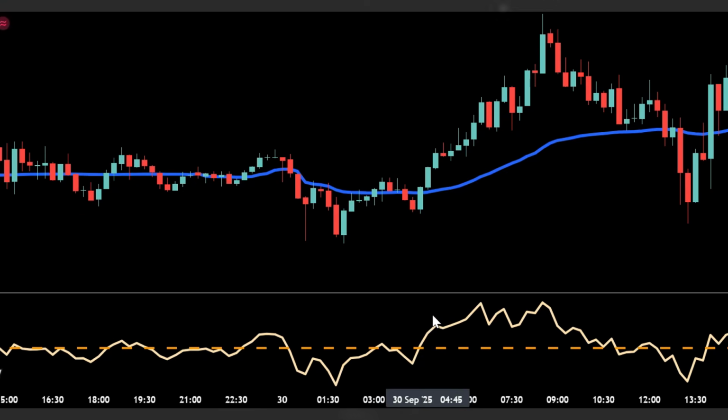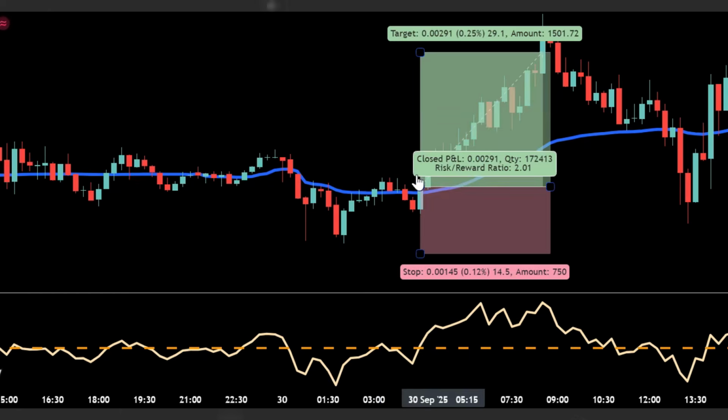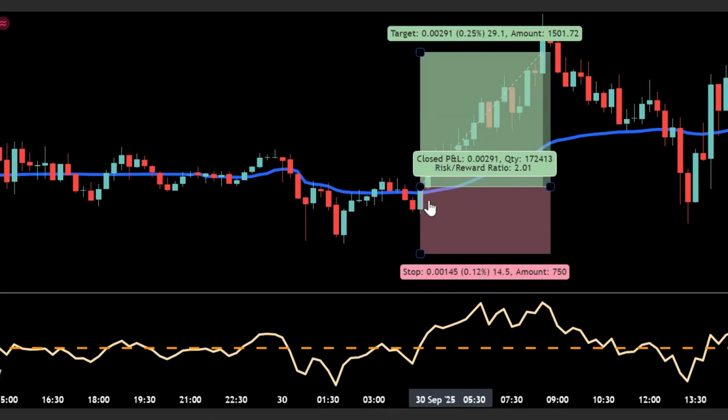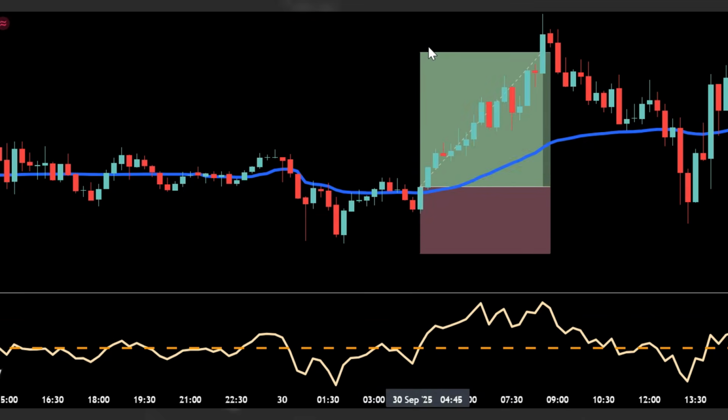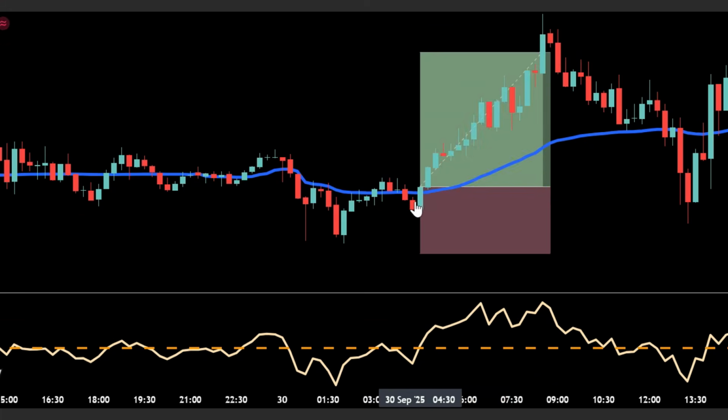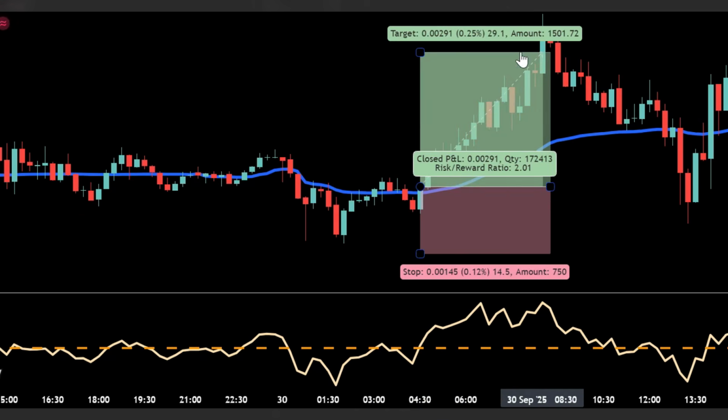The entry can be taken at the close of the breakout candle. For the stop loss, you can place it below the recent swing low. This gives the trade enough breathing room while keeping risk controlled. For the take profit, set it at a risk to reward ratio of 1:2, meaning your profit target is twice the size of your stop loss. As you can see, the price moved up and reached our profit target.